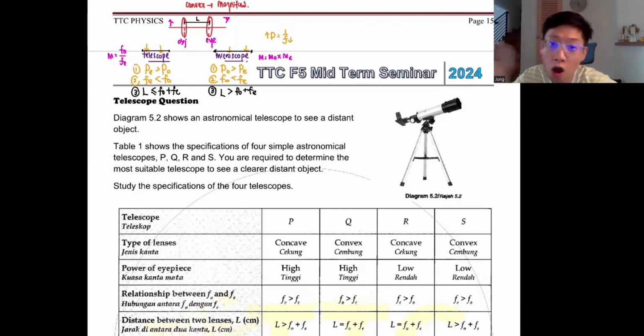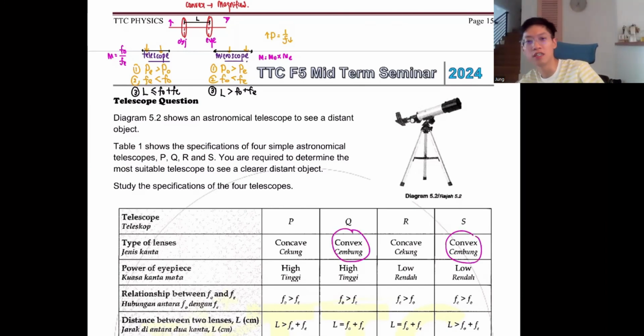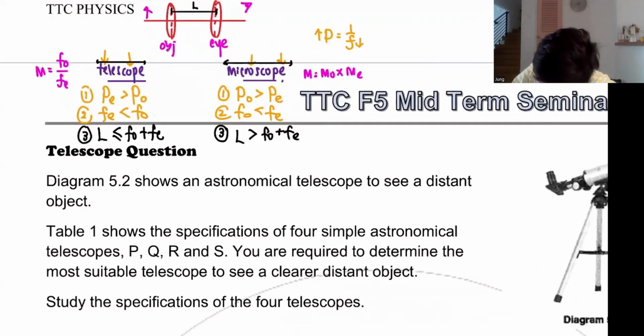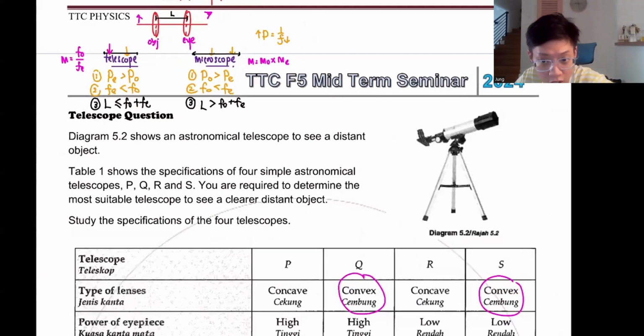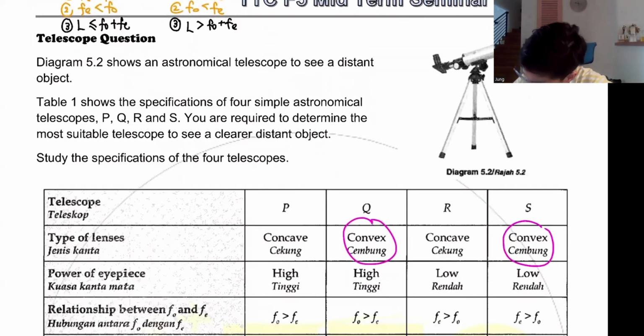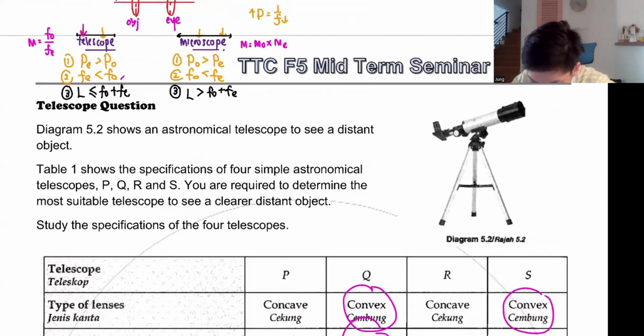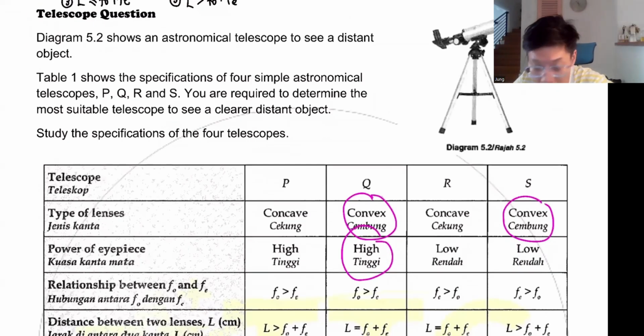I said already, all of the telescope and microscope must use convex lens. So the first thing I filter out is Q and S. Telescope is the word E first, right? So the eyepiece must be high power. Then you see FO larger than FE, right? Because this is a telescope, FO larger than FE.